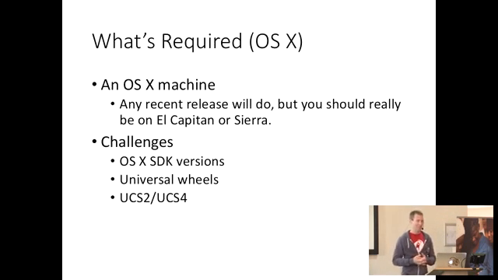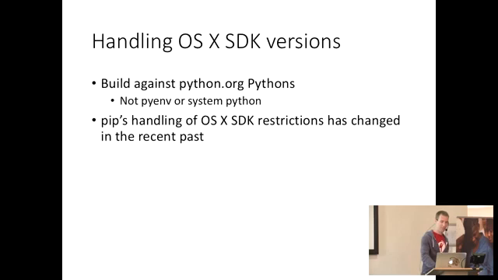Of course, it wouldn't be binary artifacts without challenges, and we're going to go through 3 of them here. So first is OS X SDK versions. We can solve this problem actually quite simply, which is use python.org Python. Python.org releases are linked against the 10.6 SDK. This is a little bit less relevant than it used to be, but you can't install an OS X wheel with an SDK tag newer than the OS you're running.